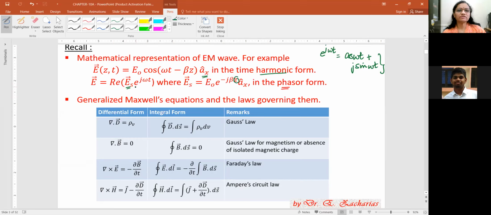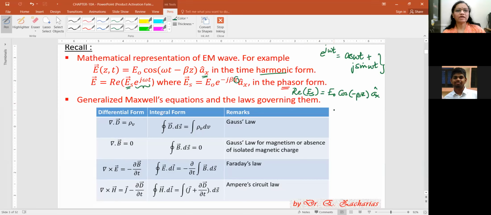Yeah, time is taken out separately. We have put your time as e to the power of j omega t. So the phasor part is going to be only a function of z, but of course it will have its direction. Okay, so this is the phasor representation. Now you can see here that if Es is equal to E naught e to the power of j beta z, then you can talk about the real part: the real part of Es will be E naught cos of minus beta z along the ax cap direction.